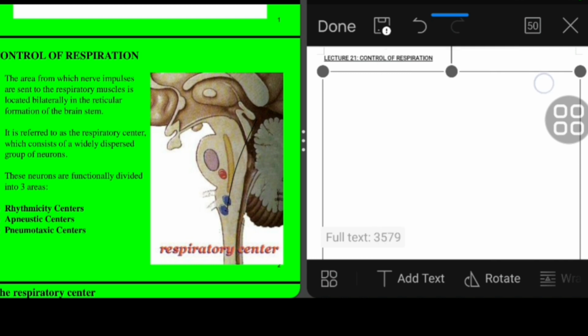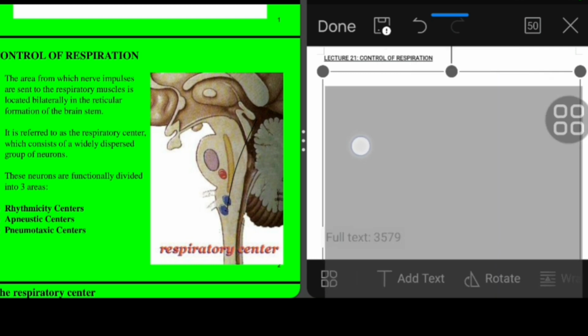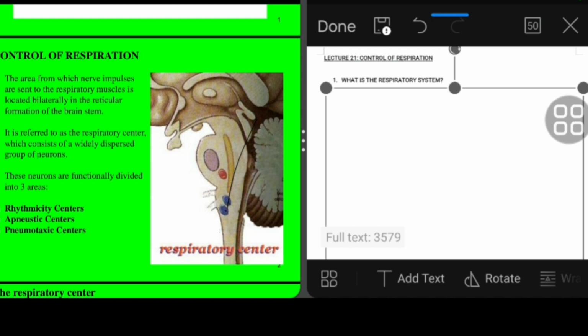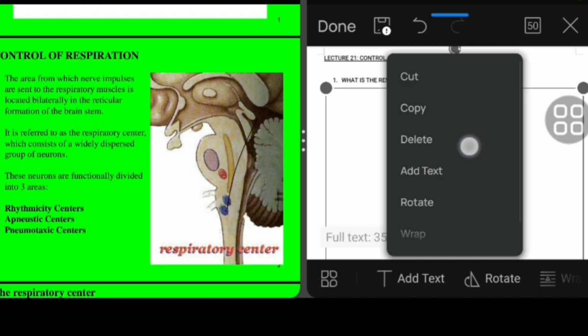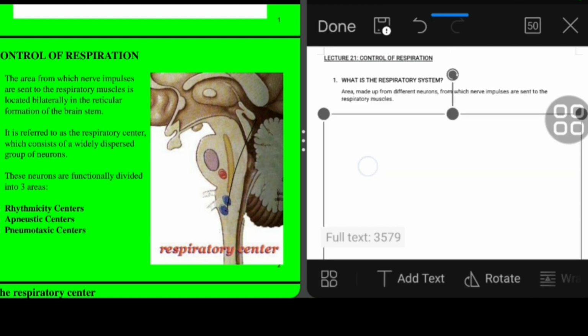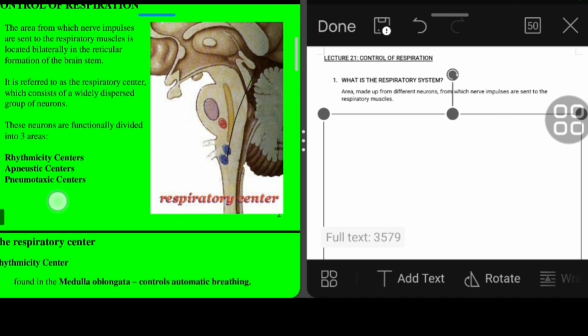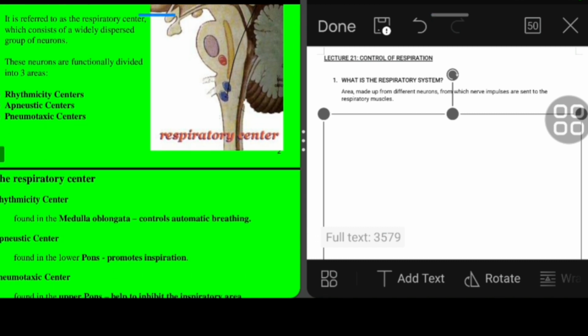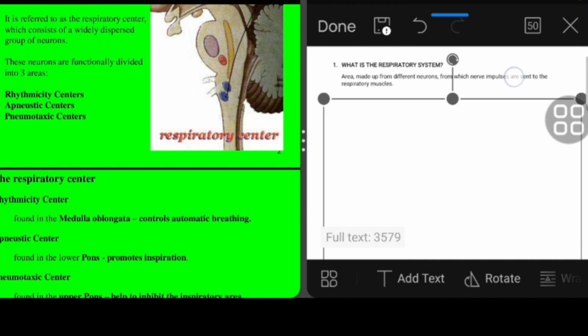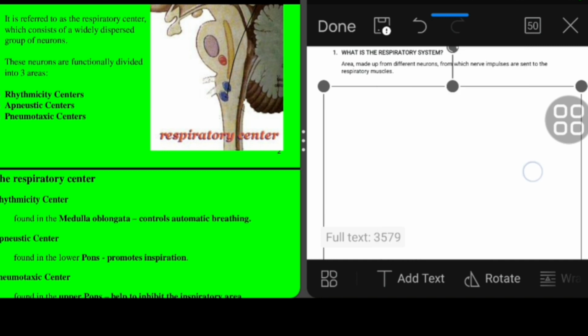So obviously the first question would be, to keep it simple, what is the respiratory system? And then you write your answer, which is that it is an area made up of different neurons from which the nerve impulses are sent to the respiratory muscles. Okay, so then the next part is now telling you what the respiratory center is divided into. So that would be your second question.